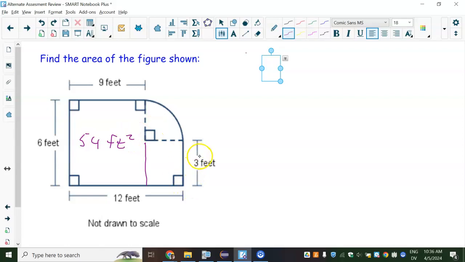And then this little rectangle will be 3 by 3, I think, even though it doesn't really look like it. But if this is 9 and this is 12, this must be a 3. So this would be 9 square feet.